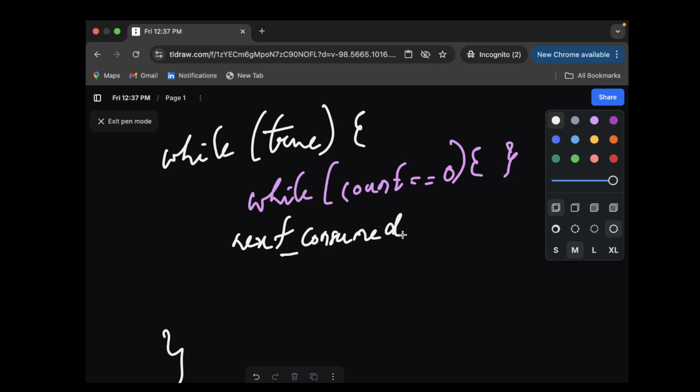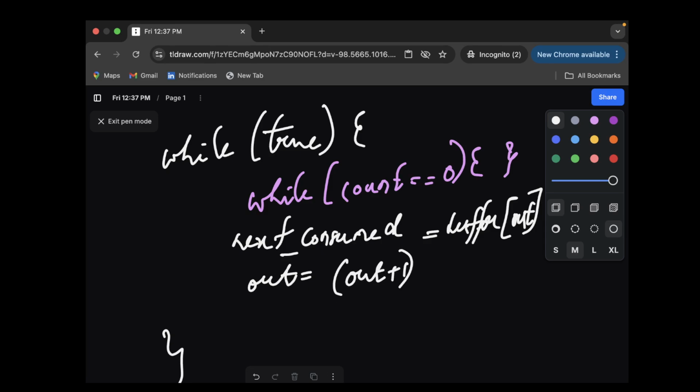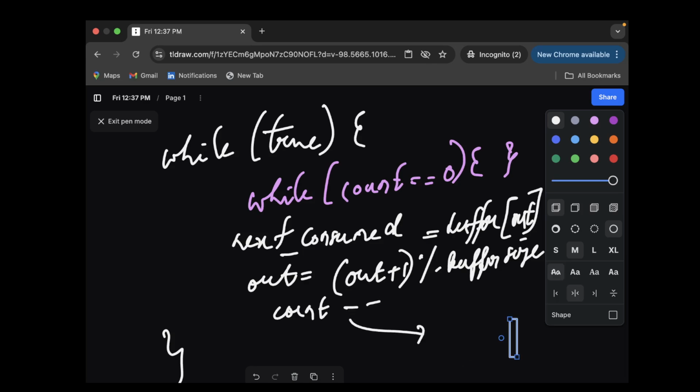next consumed is buffer out, and then I'm going to have a modulus being run over here. And then I'm going to do count minus, because this is the table, right?